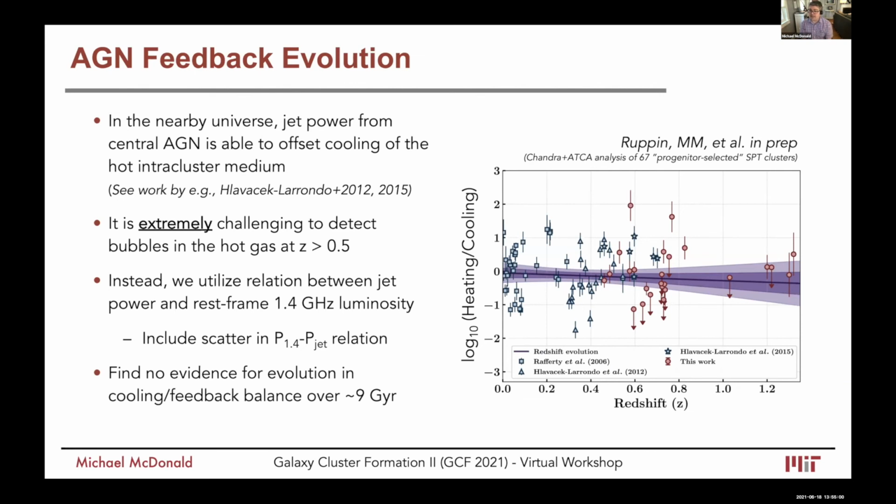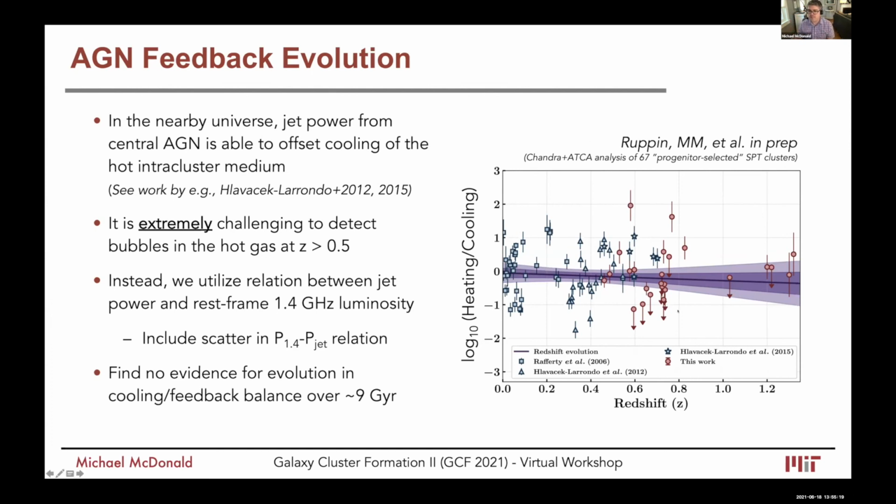And the punchline is that we see no evidence of evolution in the heating cooling balance at high redshift. And so it looks like AGN feedback is perfectly capable of preventing runaway cooling flows at high redshift. And again, this is a progenitor matched sample.